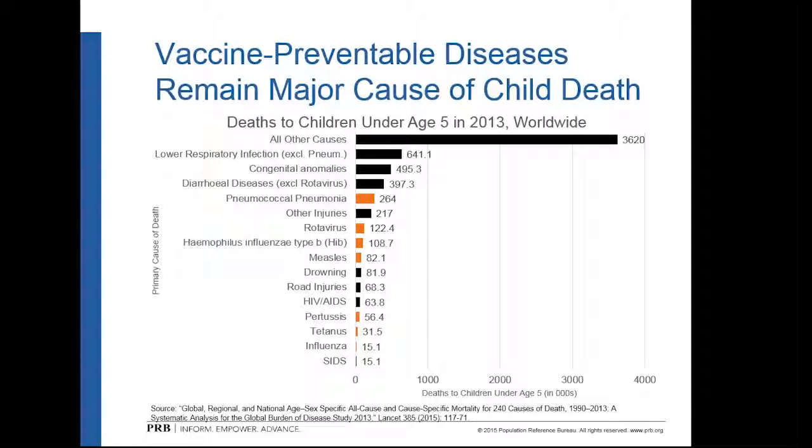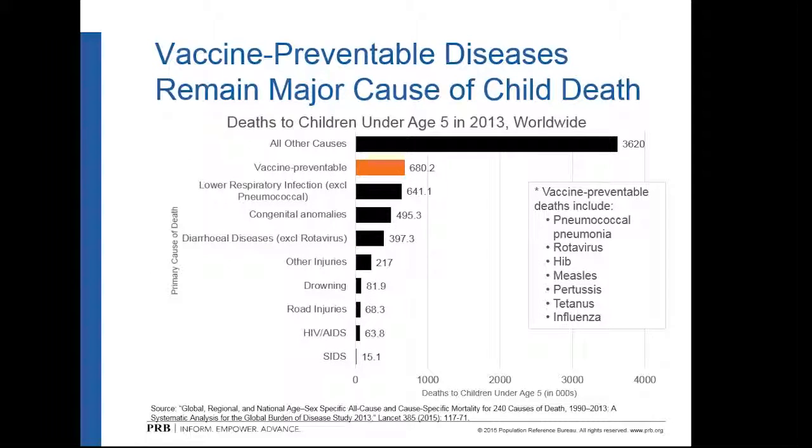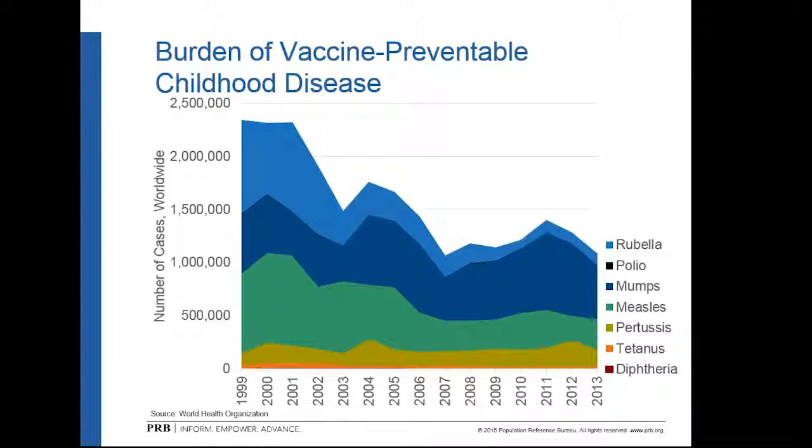And when we group those highlighted vaccine-preventable causes of death, pneumonia, rotavirus, Hib, measles, pertussis, tetanus, and influenza, into one common vaccine-preventable death cause, we find that vaccine-preventable diseases account for more child deaths worldwide than birth defects, diarrhea, injury, drowning, HIV/AIDS, or SIDS. And even when diseases are not fatal, vaccine-preventable diseases can cause discomfort, disfigurement, and disability. Measles, for example, remains a common cause of blindness in developing countries.